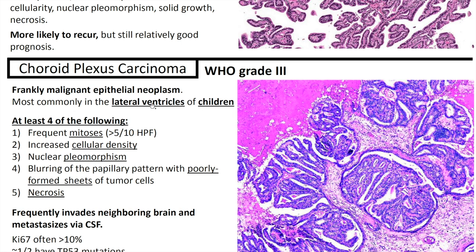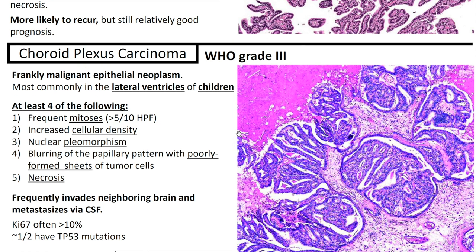It's most commonly in the lateral ventricles of children and has at least four of the following: frequent mitoses, so more than 5 per 10 high-powered fields, unlike the atypical choroid plexus papilloma, which has more than 2 mitoses per 10 high-powered fields. So if you have more than 5, you're in that carcinoma category. Also increased cell density, nuclear pleomorphism, blurring of the papillary pattern with poorly formed sheets of tumor cells, and necrosis. This frequently invades the neighboring brain and metastasizes via the CSF. The Ki-67 is often over 10%, and about half have TP53 mutations, and this entity has an intermediate prognosis and survival.